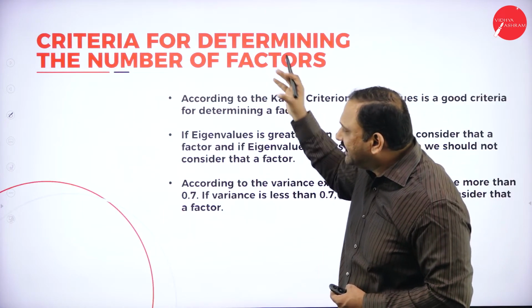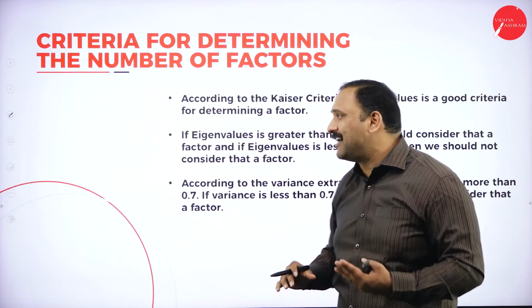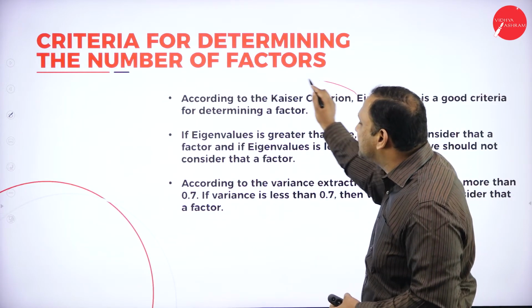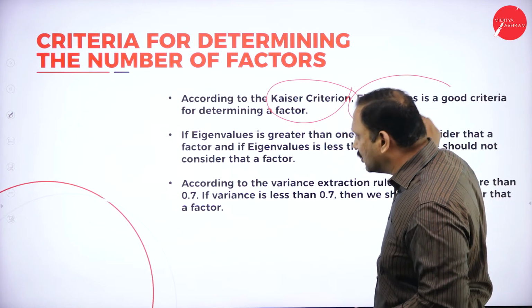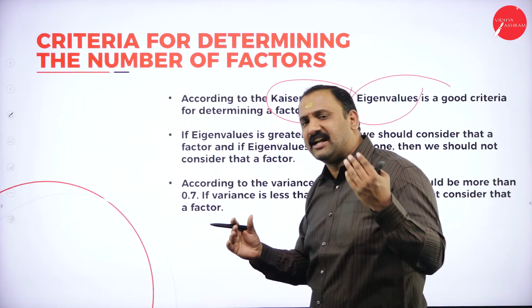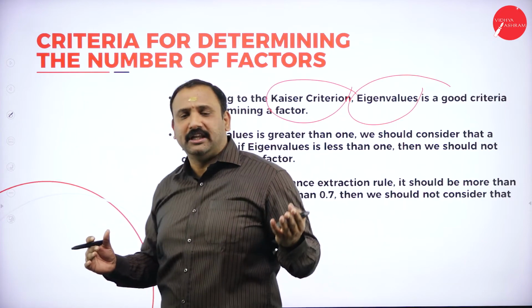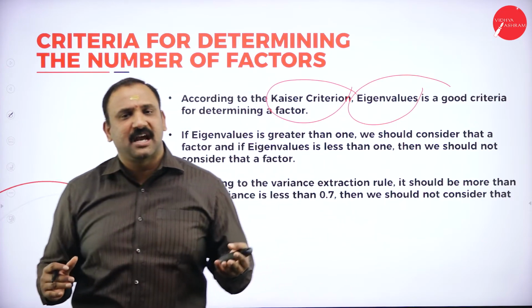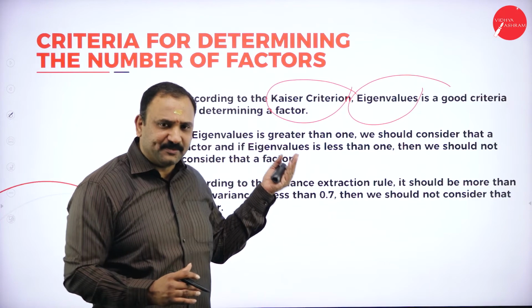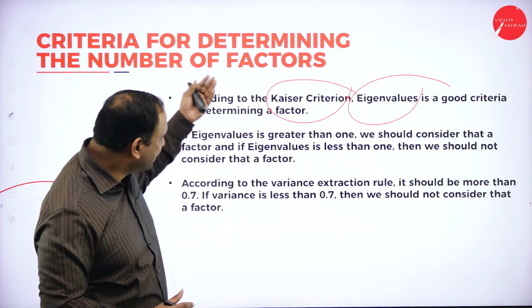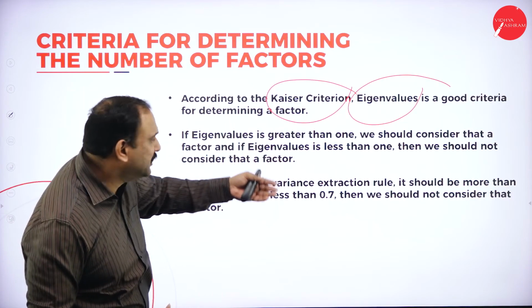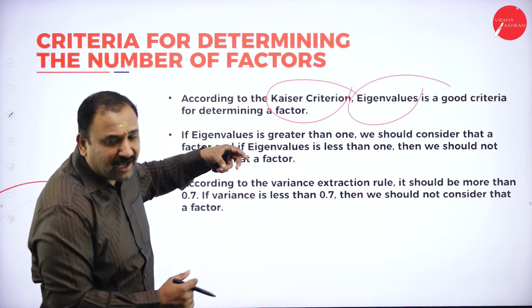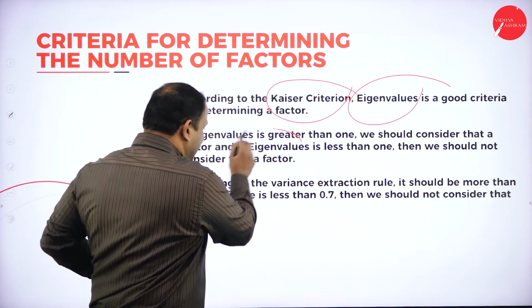Now, the criteria to determine the number of factors. One is the Kaiser criterion, which comes into the picture. Eigenvalues are also good. The Kaiser criterion and the eigenvalues are statistical methods that have been used, with standard terms and terminology for determining the factors. If the eigenvalue is greater than 1, then we need to consider that factor. If the eigenvalue is less than 1, then we don't have to consider it.